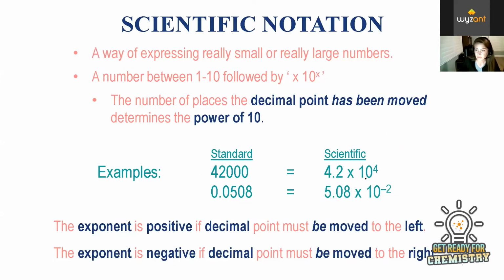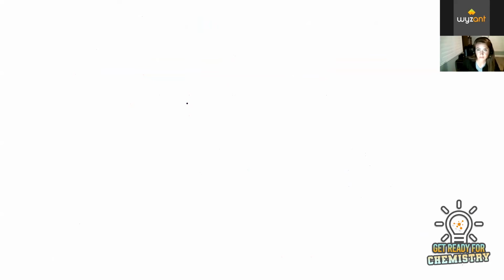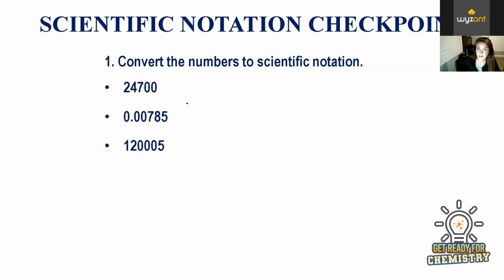So let's do some practice with scientific notation before we move on to the next concept. Convert the numbers to scientific notation. If you see a number like 24,700, we imagine the decimal point is here at the end, and we're going to change this number to a number between 1 and 10. I wouldn't leave it as 24.7 because that's not a number between 1 and 10. So we would get 2.47 times 10 to the fourth because I moved the decimal point 4 times.